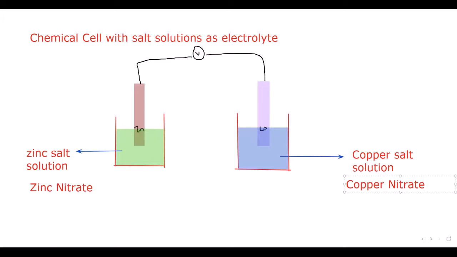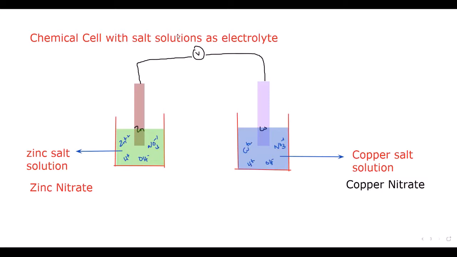So what are the ions present here? It contains zinc ion, zinc is +2. It contains nitrate ion, and because these are solutions, it contains H and OH ions. What about the copper solution? It contains copper ion, nitrate ion, and hydrogen ion as well as hydroxide ion.